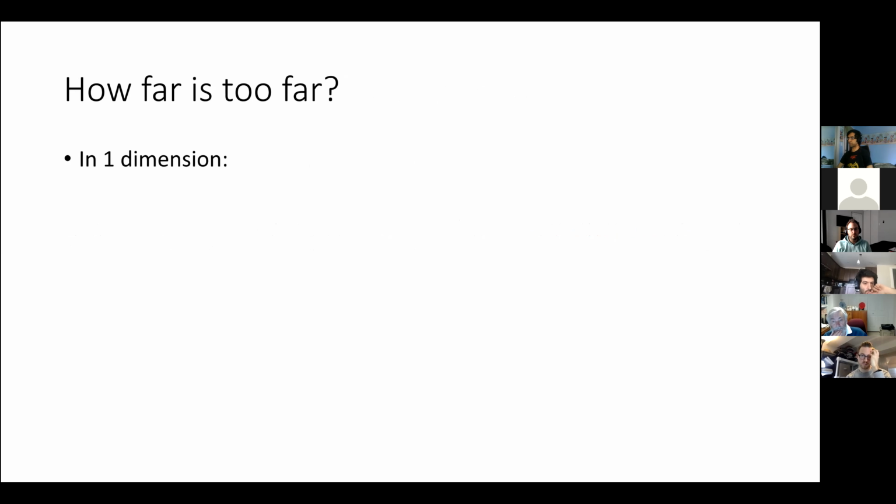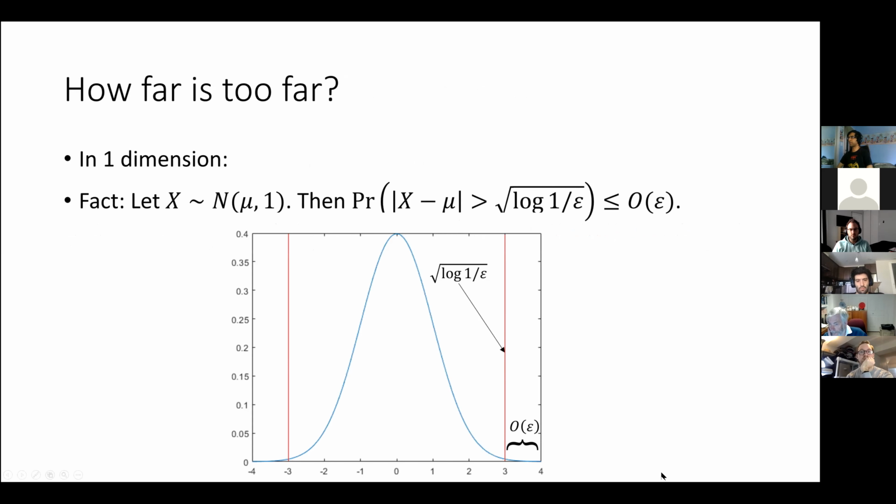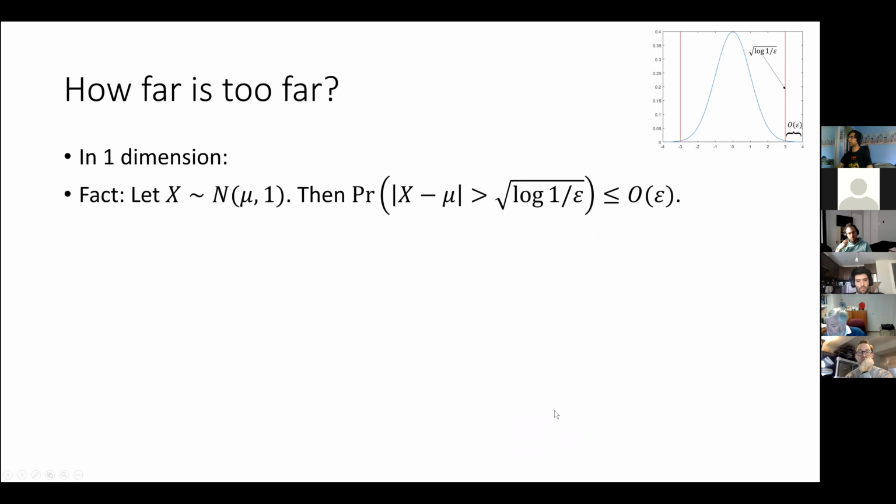So in one dimension first, let's start with 1D. This is a very basic fact about a Gaussian. This is essentially saying that there's not much mass in the tails of the Gaussian. They die very quickly. And in picture form, this is what I'm saying. You can see that if you go out root log 1 over epsilon standard deviations, there's very little mass contained in the tail. So this is a picture I want you to have in your head. Everything's well concentrated in the Gaussian, and we'll keep this picture up at the top right for the time being.